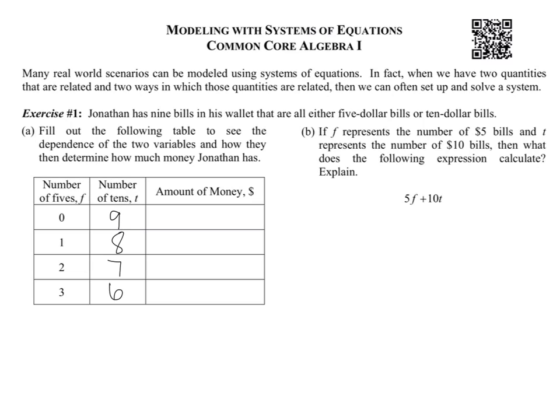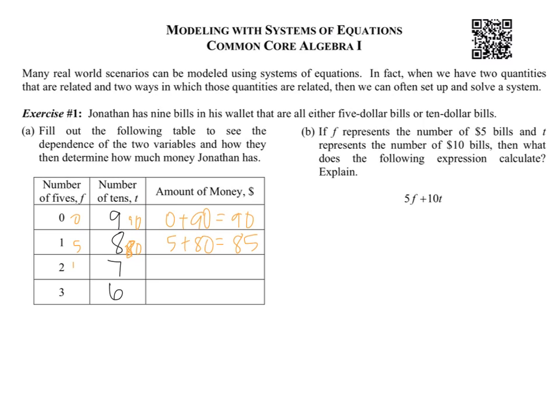So I'm going to go through and look at if there are 0 5s, then that's $0. If there are 9 10s, then that's $90. So 0 plus 90 is $90 total. If there is 1 5, then that's $5. If there are 8 10s, then that's $80. So 5 plus 80 is $85.